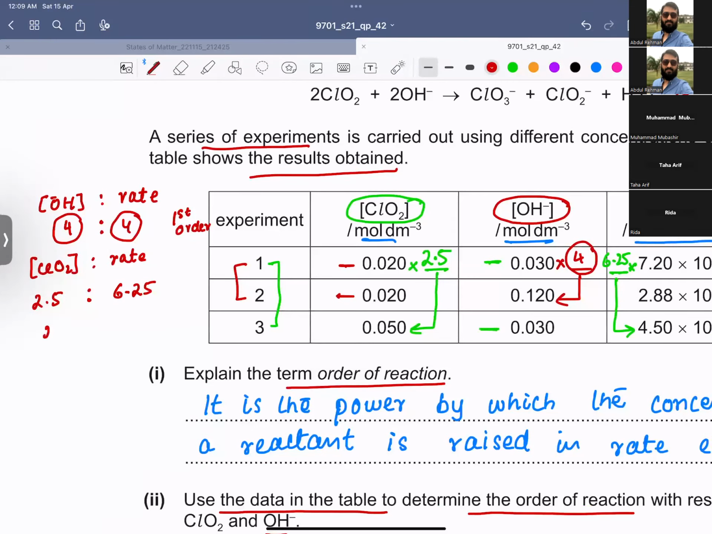Okay, so sir, if I figure it out, 6.25 is actually the square of 2.5. Yes, so that's why we concluded that it's second order.